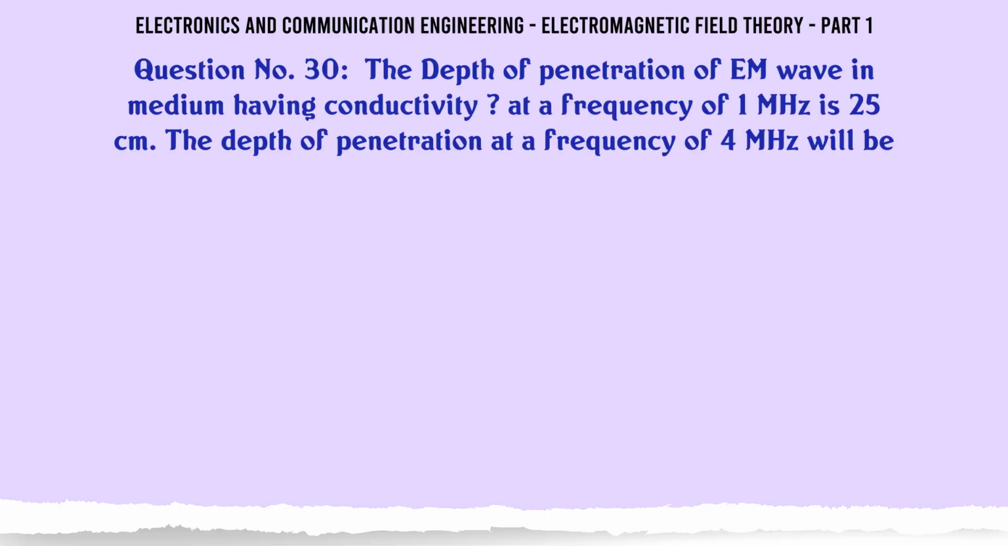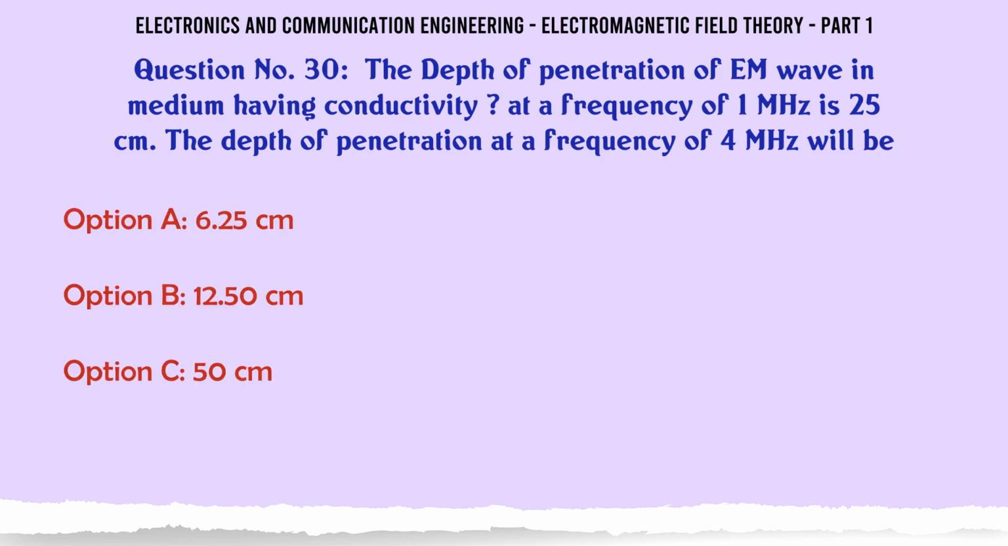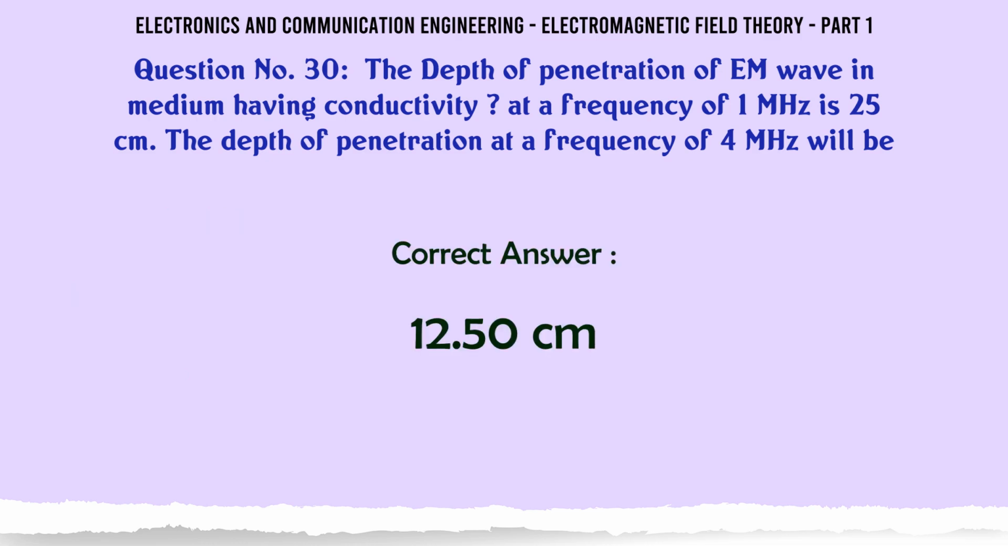The depth of penetration of an EM wave in a medium having conductivity at a frequency of 1 MHz is 25 cm. The depth of penetration at a frequency of 4 MHz will be: A, 6.25 cm; B, 12.50 cm; C, 50 cm; D, 100 cm. The correct answer is 12.50 cm.